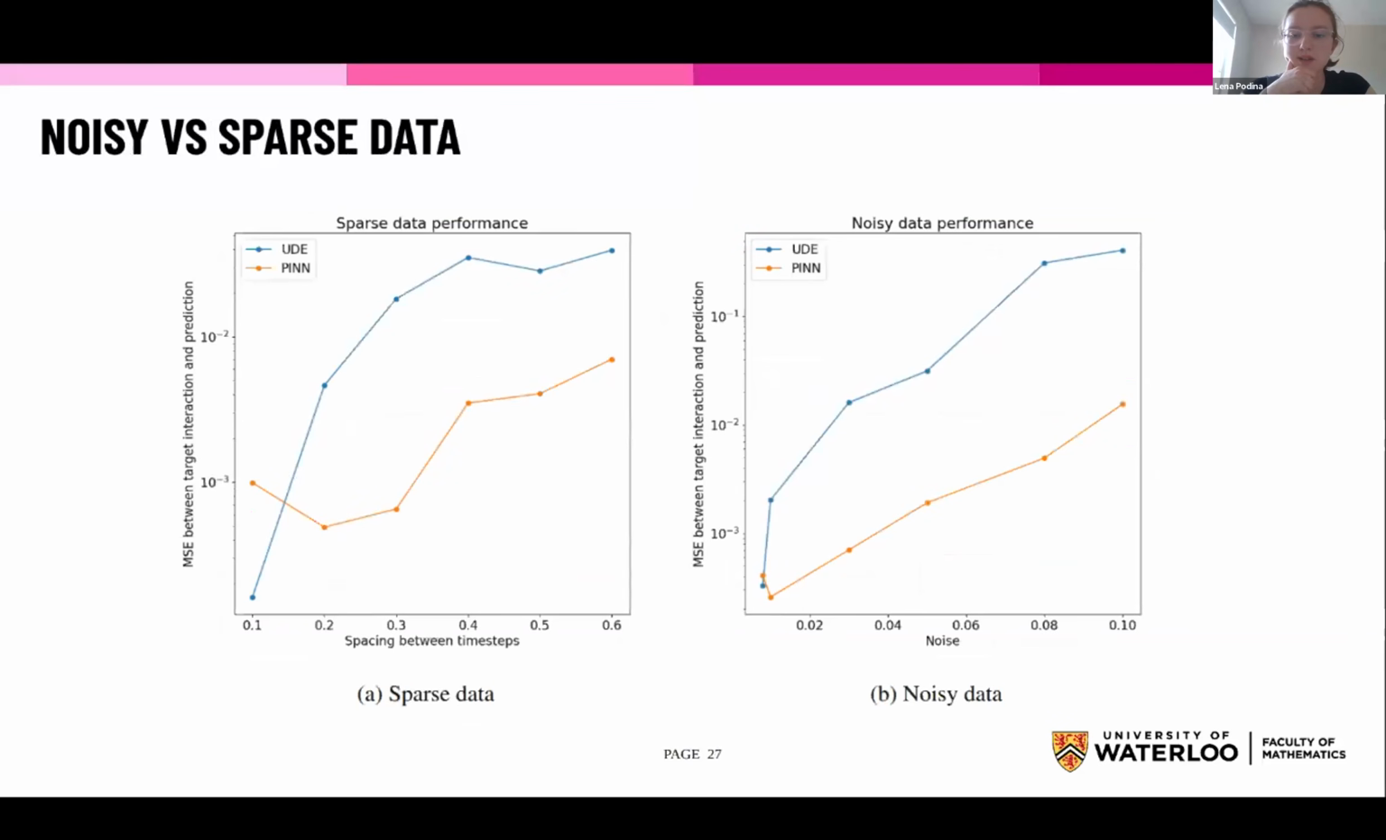This is a comparison for different levels of noisy data. So we have increasing levels of noise on the right, and we have increasing levels of spacing between the time steps on the left. And we ran UDEs and PINNs to see what the error was for each data set. So lower is better here. PINNs tend to perform better than UDEs for almost all cases of sparse data. And they perform better on noisy data as well, actually.